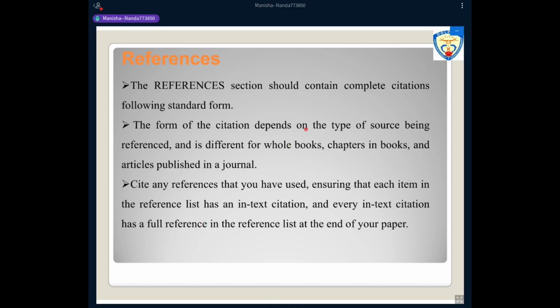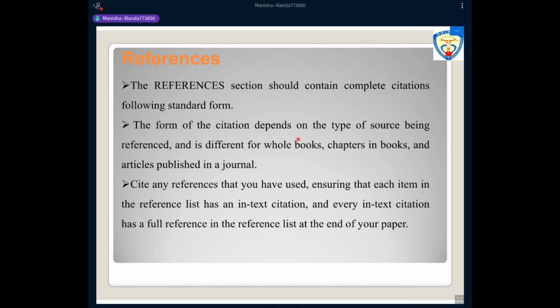So the references section should contain complete citations following standard form. Now again, references or citations can be made in different styles that we will discuss in the next class. So while writing the references, you have to consider what format that particular organization considers, and then in that particular format only, you should mention the references.